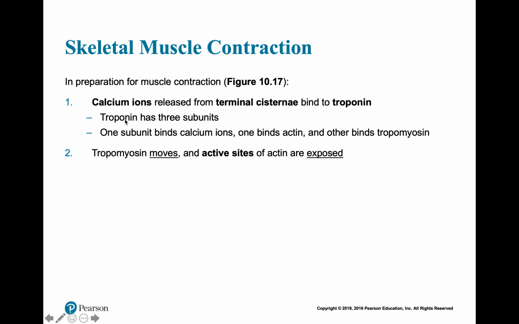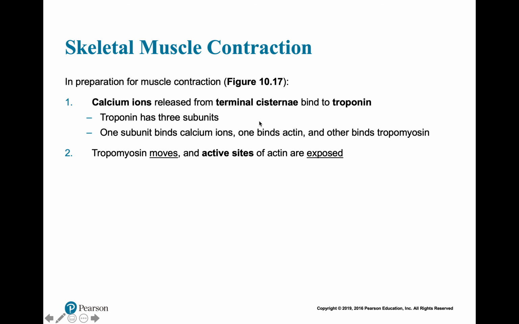And remember, when that action potential arrives at the T-tubules, it causes voltage-gated calcium channels on the SR to open. We get a release of calcium ions from the sarcoplasmic reticulum, and those calcium ions are going to bind to troponin.